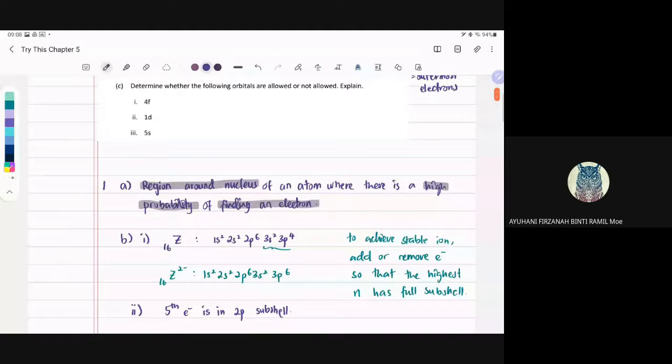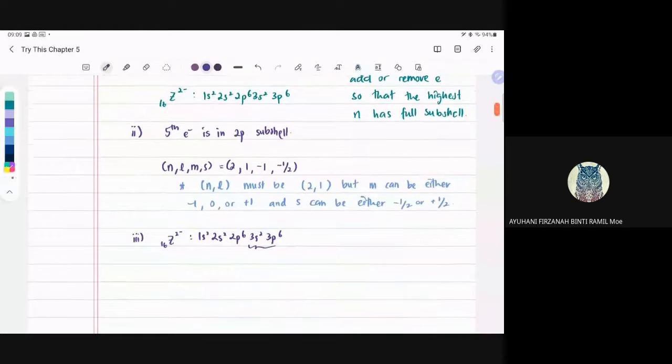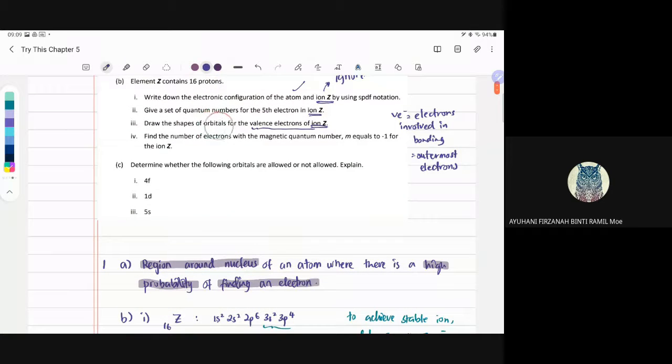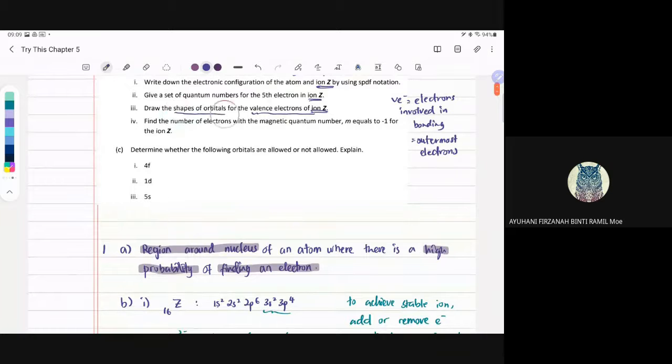So kalau kita tengok dekat sini, valence electron dia adalah, so Z2 minus: 1S2, 2S2, 2P6, 3S2, 3P6. So this is the valence electrons. Okay, that will be the valence electrons. Okay, so dia minta shape of orbitals for the valence electrons. Dia minta shapes of orbitals.